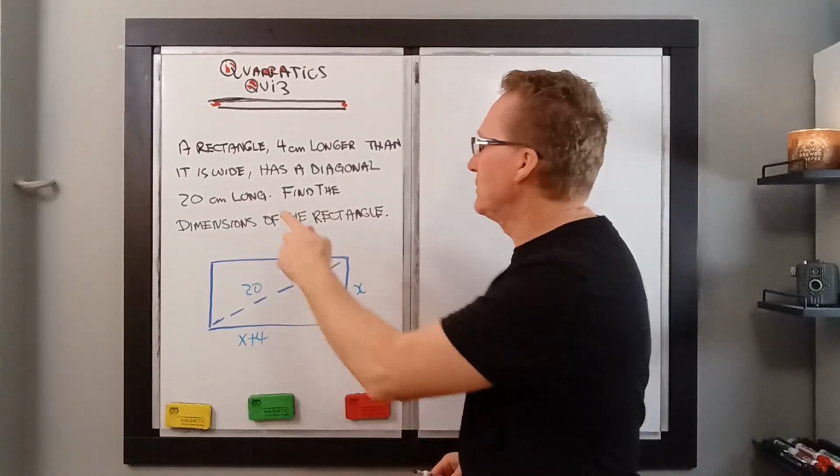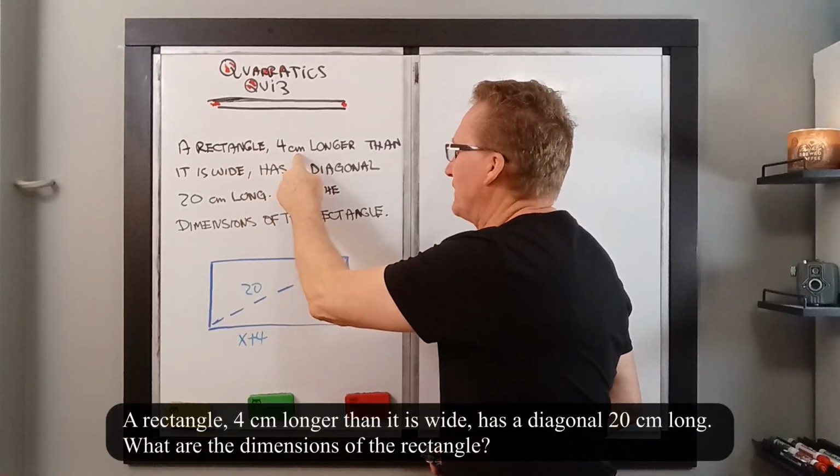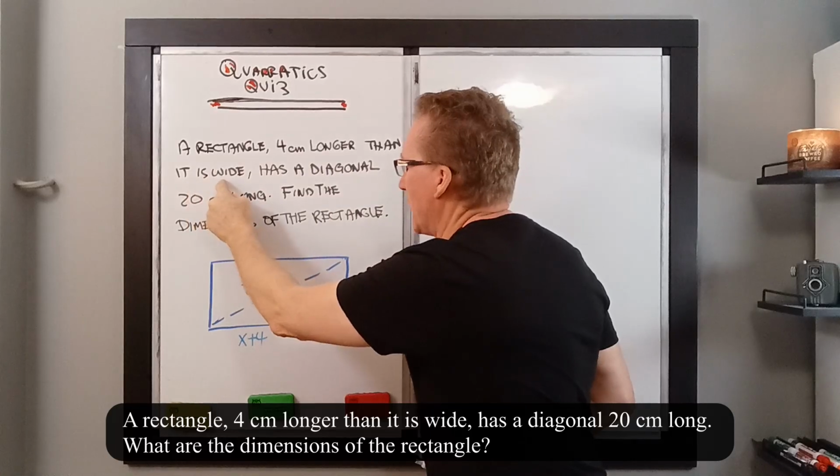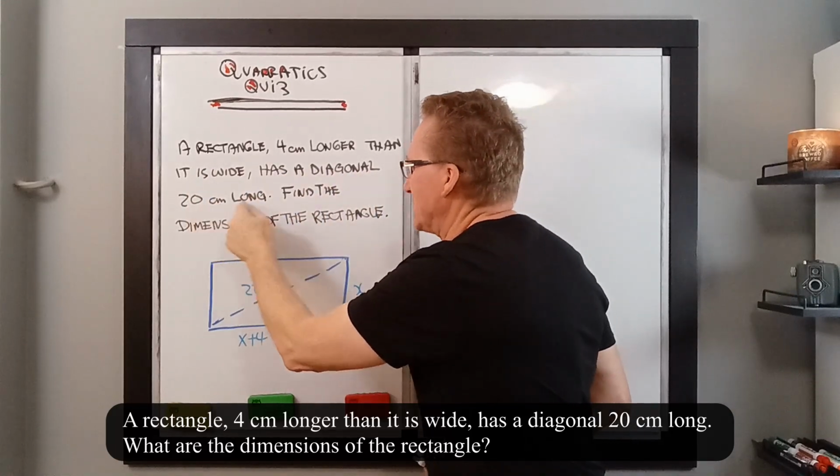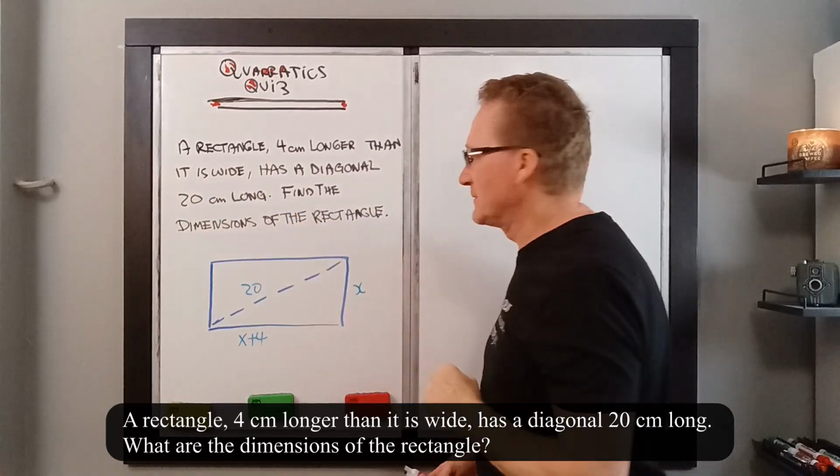Here's a word problem for you. There's a rectangle that is 4 centimeters longer than it is wide, and it has a diagonal 20 centimeters long. Find the dimensions of the rectangle.